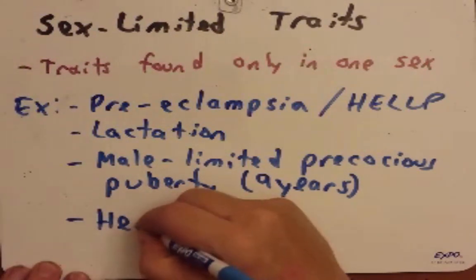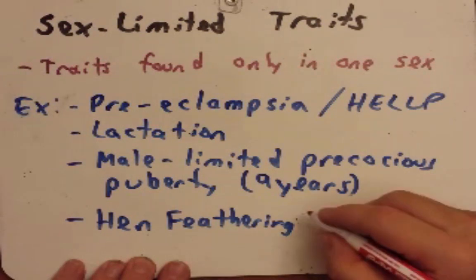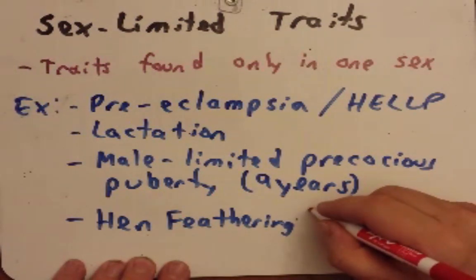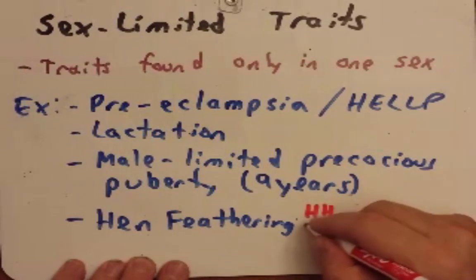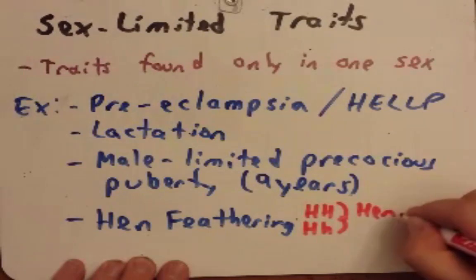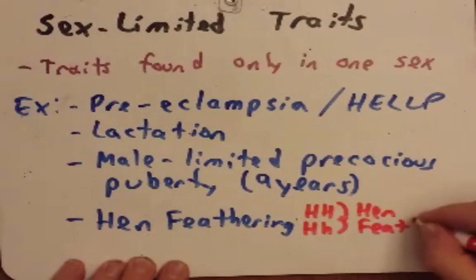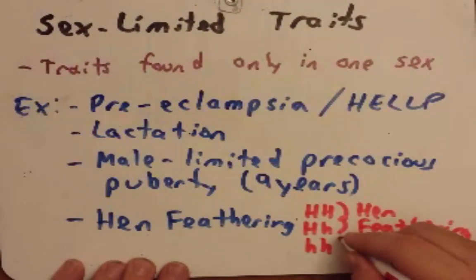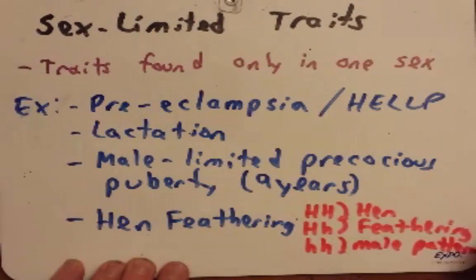The last thing is hen feathering. So let's talk about hen feathering, because that offers a nice example for us. In the homozygous dominant and the heterozygote, we get hen feathering. And in the homozygous recessive, you get that male pattern. They have a longer comb on their head. Their tail feathers are spread out a little bit more. So it's a sex-limited trait. As the homozygous recessive in males, they have this male pattern of feathering.